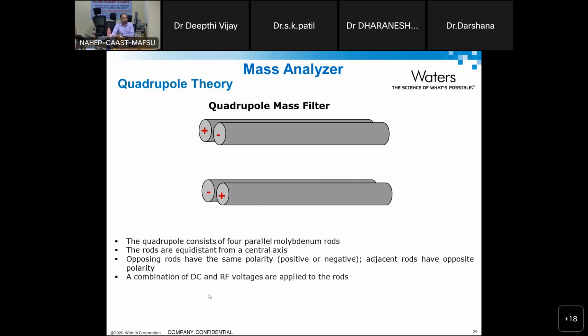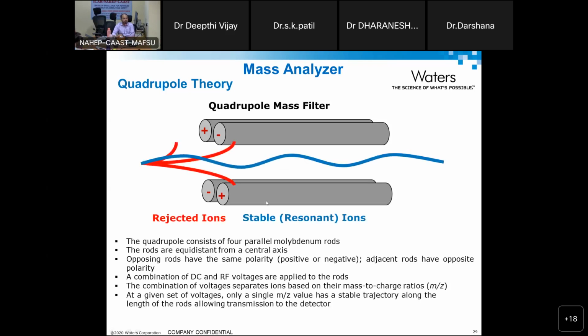A combination of DC and RF voltages, that is direct current and RF voltages, which is supplied to the instrument, are applied to these rods. The combination of these voltages basically separates the ions based on their mass to charge ratios.